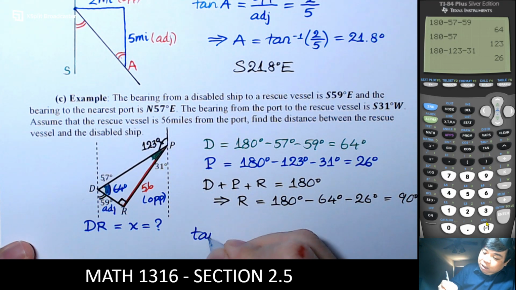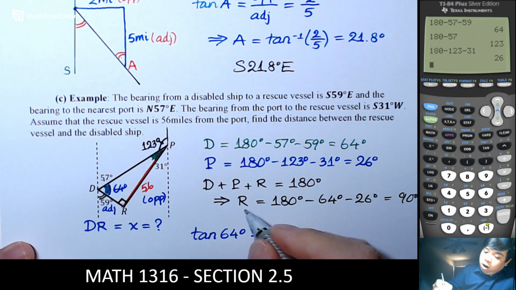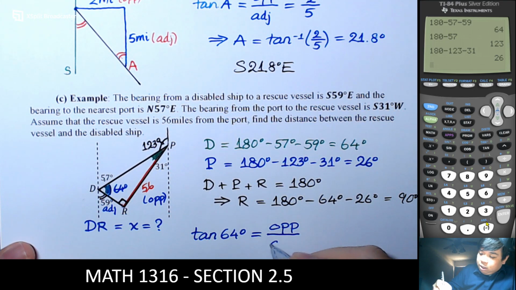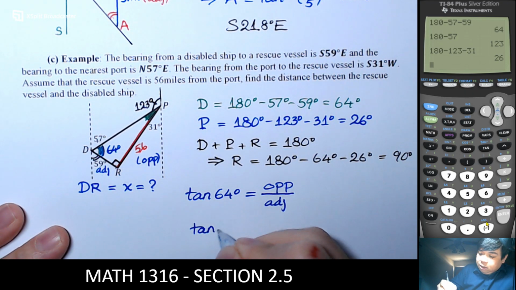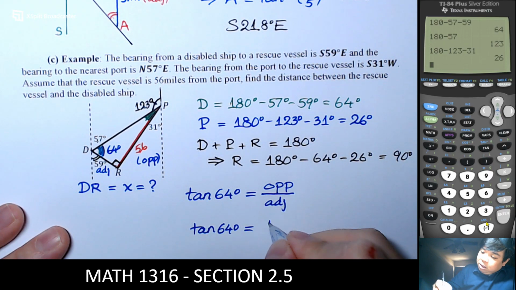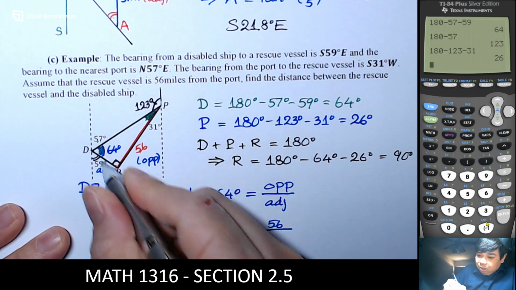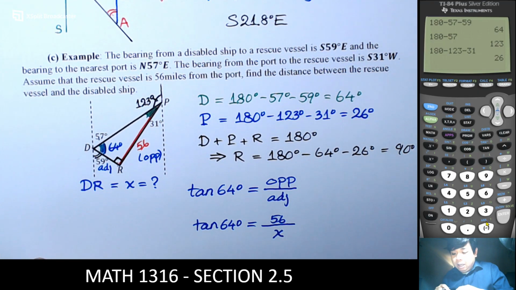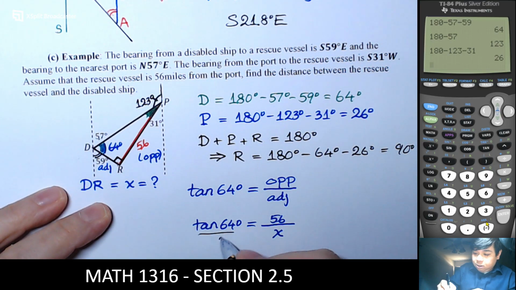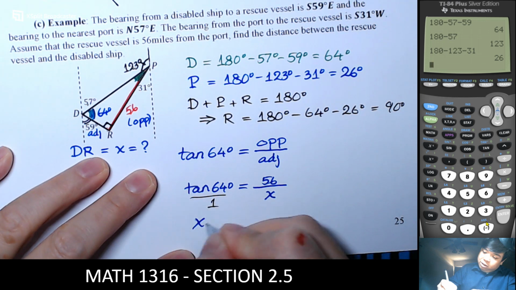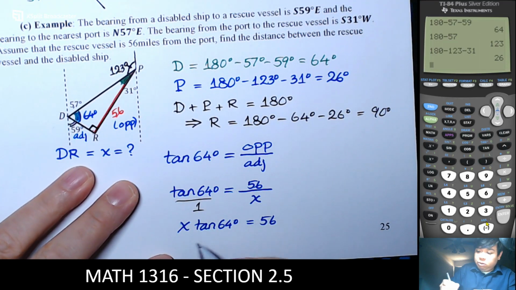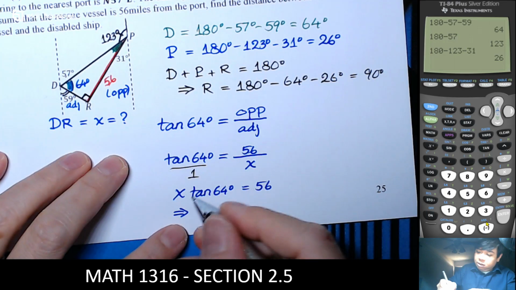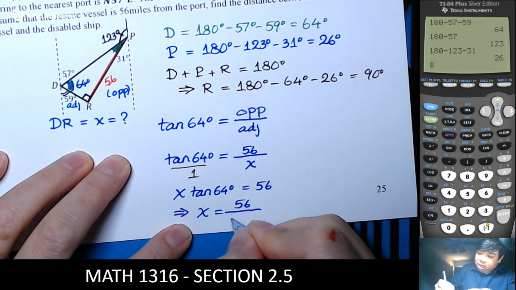So we say tangent of 64 degrees, or tangent of angle D, 64 degrees, is equal to opposite over adjacent. Opposite is 56, adjacent we don't know, but it is going to be X. We'll try to find it. And now we just solve for X. Cross multiply: X tangent 64 degrees equals 56. So X equals 56 divided by tangent of 64.